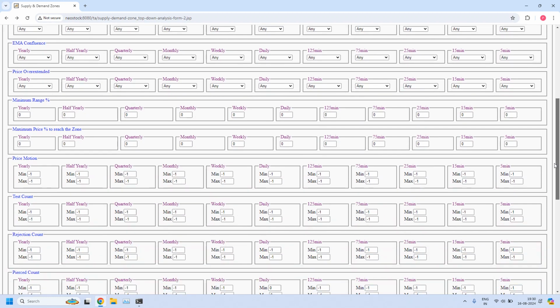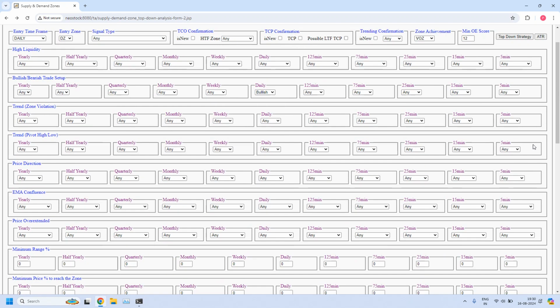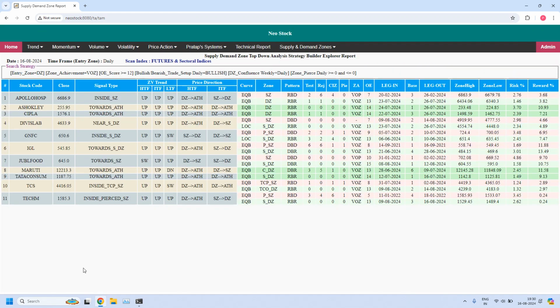So in the demand zone confluence, daily demand zone with the weekly demand zone confluence we are looking for. I am enabling this. Let's filter. So from 21 the list has come down to 11. So these 11 stocks are currently supporting bullish trade setup for monthly income trade, and also daily zones and weekly zones are having confluence for these 11 stocks.